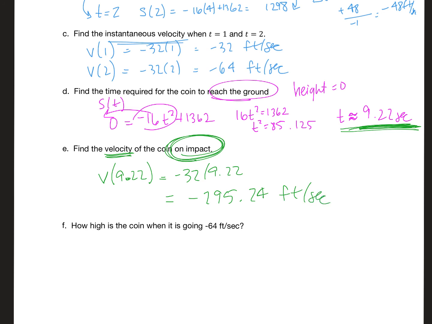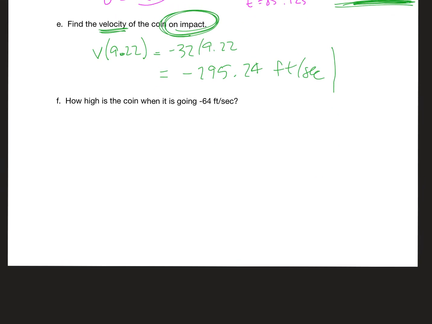Okay, next, the question is how high is the coin when it's going, oh sorry, wrong thing, let's move that up, there we go. How high is the coin when it is going negative 64 feet per second? Okay, so I already have a velocity, so I'm going to plug this into the velocity function. So negative 64 is the velocity. The question is telling me when I do this, it's going to tell me the time. Is that going to tell me the height? It is not. All I know is that at 2 seconds, it's going the correct velocity.